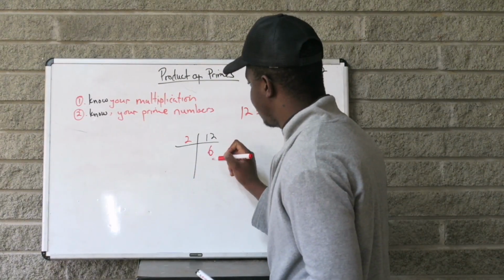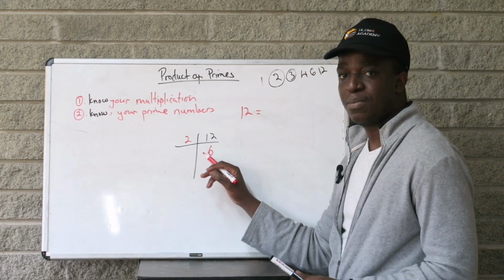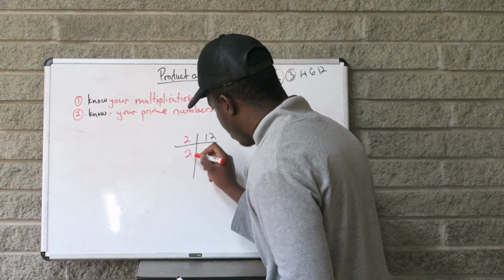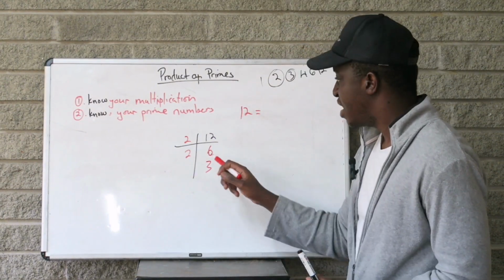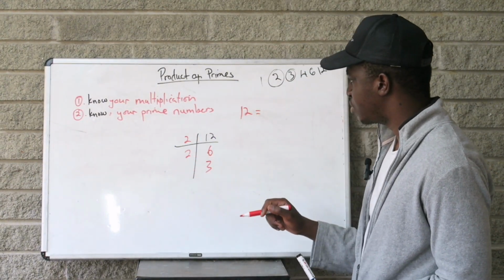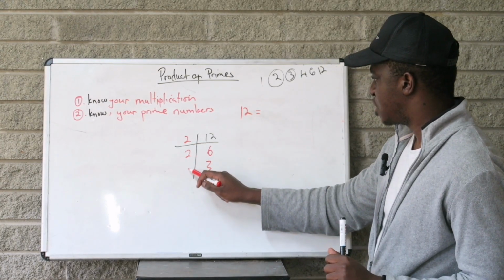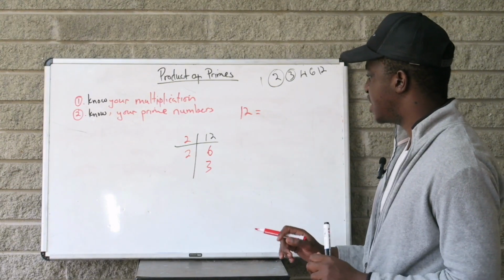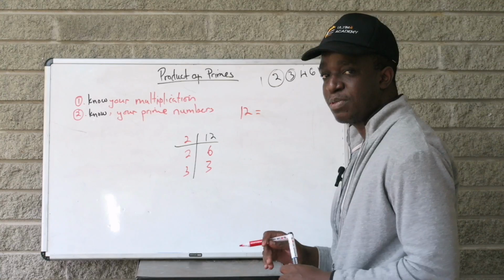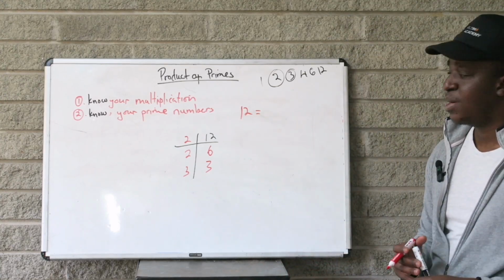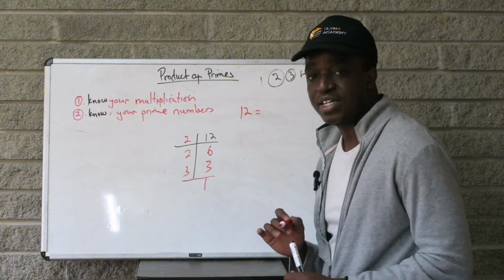That's 6, right? And then what is the smallest prime number that gets into 6? It's still 2. 2 into 6, that's 3. So I write the answer down there. And then now I say, okay, what is the smallest prime number that gets into 3? It's not 2. We now move on to 3. 3 is the smallest prime number, if not the only prime number, that gets into 3. And then I get to 1. When you get to 1, you're done.